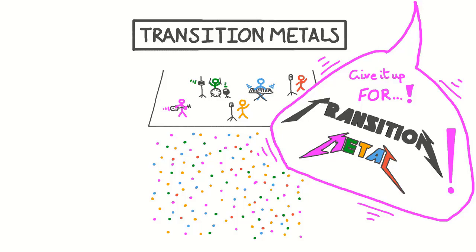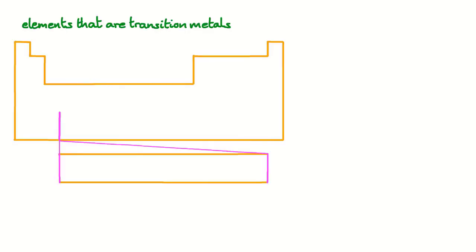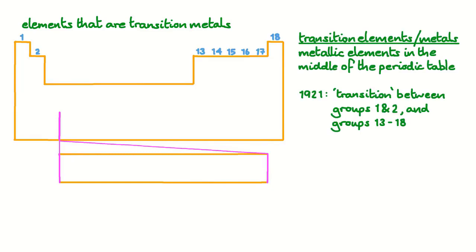In this video, we will learn about the transition metals, some of their uses, and their chemical and physical properties. Before we look at this very interesting collection of elements, it's important to know which are and are not included. The term transition metal is about 100 years old.